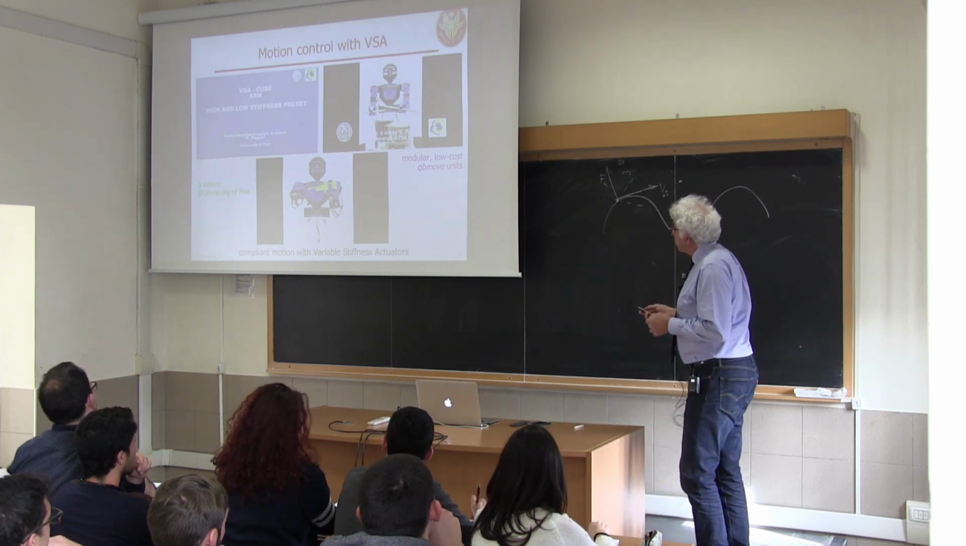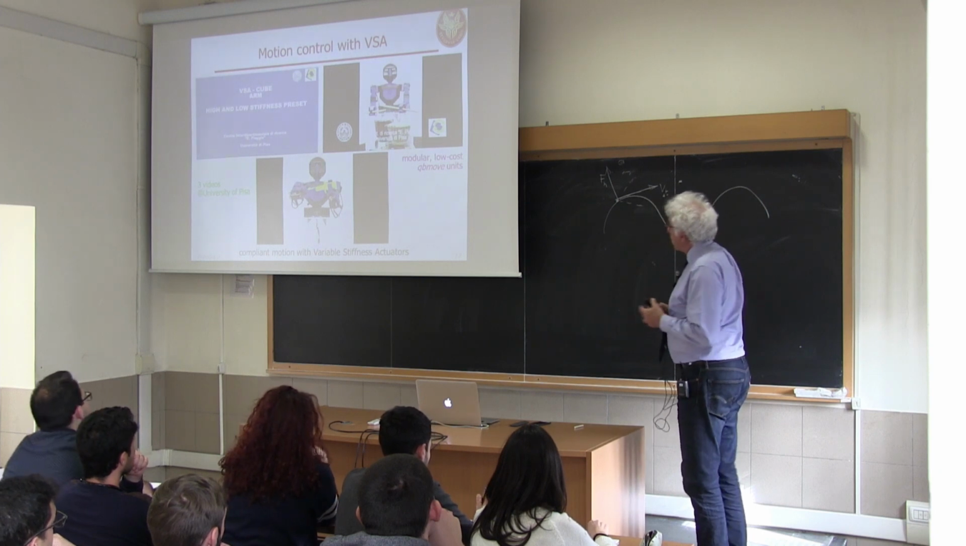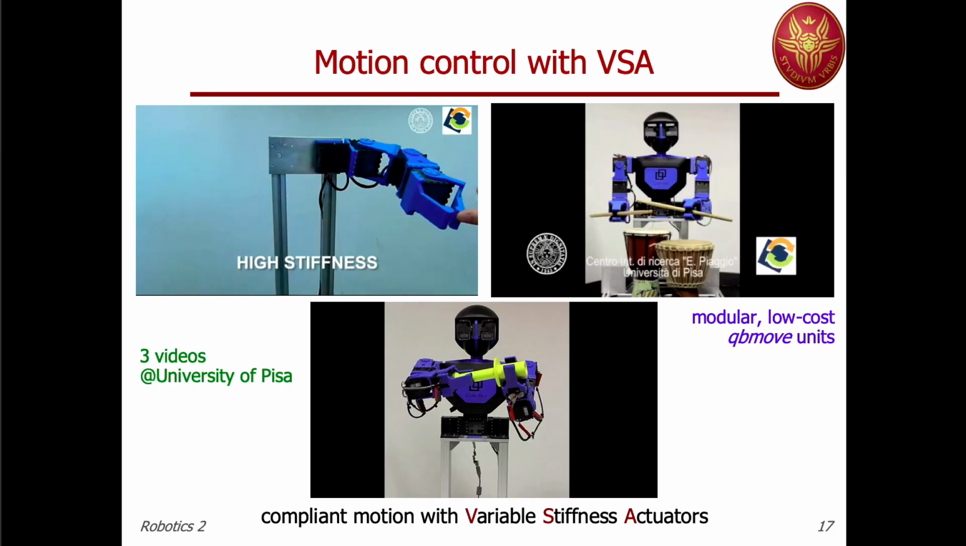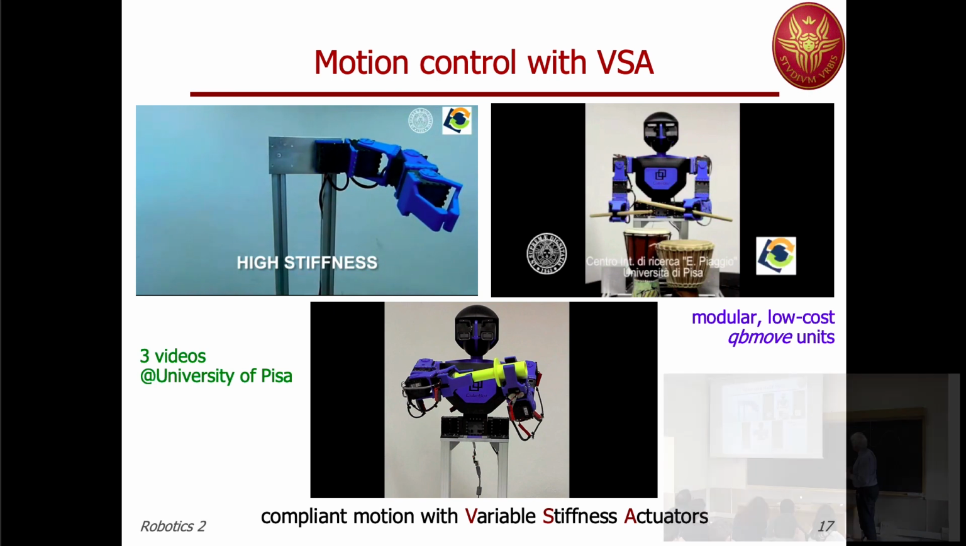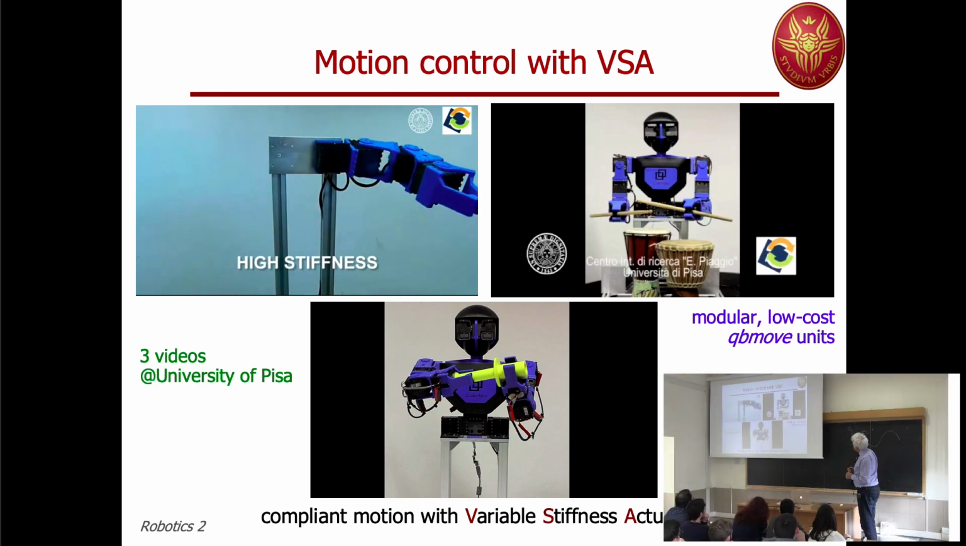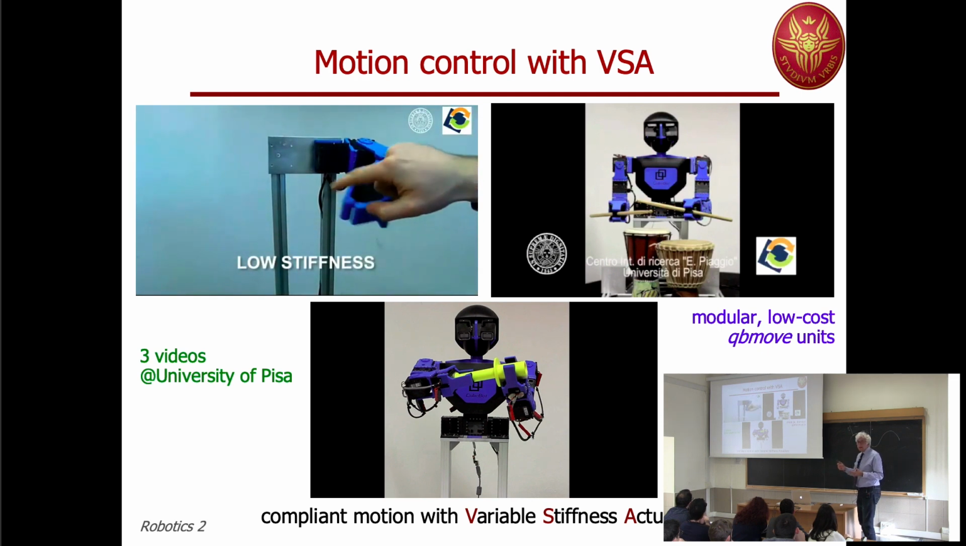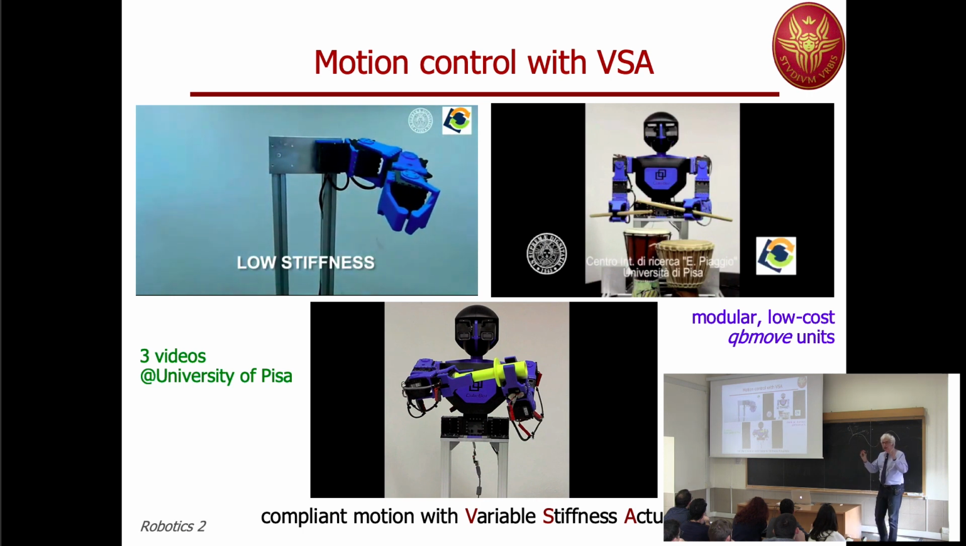So let's see a simple example. This is a quite old movie. Here you see a low-cost unit which has different stiffness, high or low. Now low. You see that you didn't change the structure, you just modify the control of the stiffness in the motors which are inside the cube of this structure, and you can move from low to high stiffness and vice versa. Now the second video is a torso.